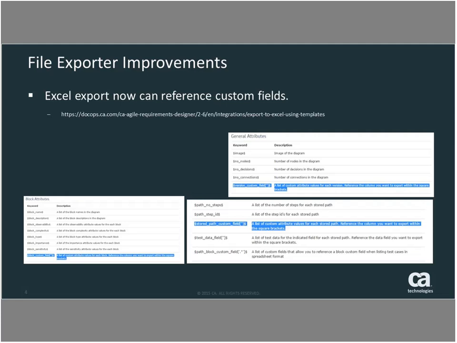And when you're exporting from ARD, you can export many different kinds of items. You can export the flow as a single item, so we can attach custom fields on that level. If you're exporting test cases, we get stored path custom fields. Or if you're exporting blocks from the flow, we also have block custom fields. So every type of custom field which we support today is now exposed to this file exporter.